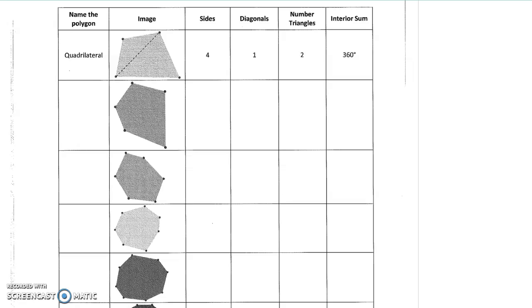First thing you need to do in this video is please go ahead and label all your shapes. So if it's quadrilateral, then we know the next shape is a pentagon, and the next shape would be a hexagon. And so go ahead, pause the video, and finish those.